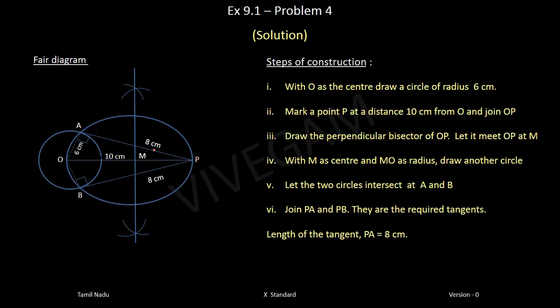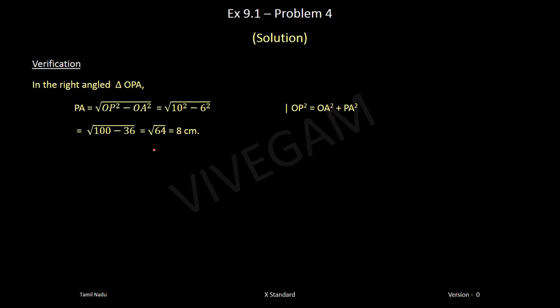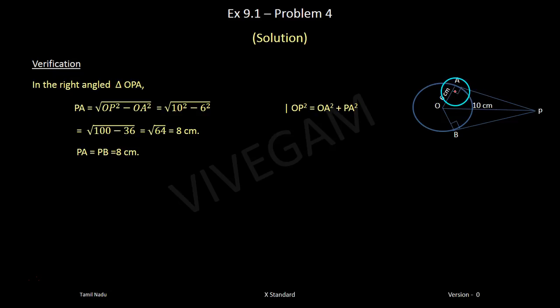Let's do the verification. Okay, how do you do the verification? This is a right angle, that is OAP, which means triangle OAP is a right triangle. In a right triangle, the square of the hypotenuse is the sum of the squares of the other two sides. Hypotenuse is 10 centimeters, so OP square will be OA square plus PA square. So PA square will be OP square minus OA square. And if you want PA, you'll have to take the square root. So that is what we have written here. PA is square root of OP square minus OA square.